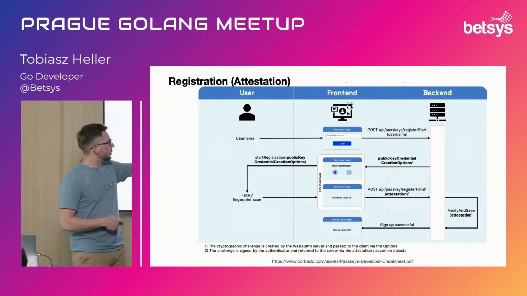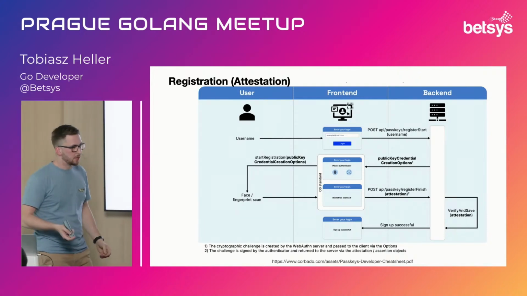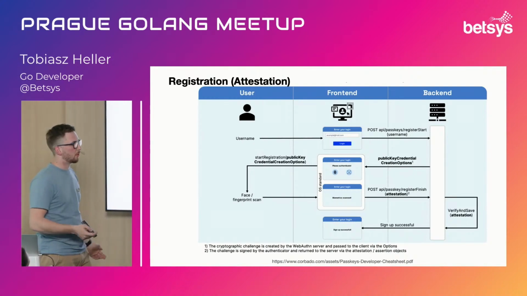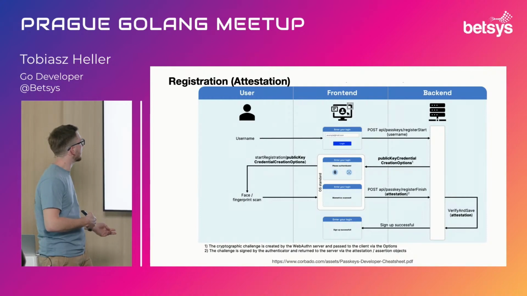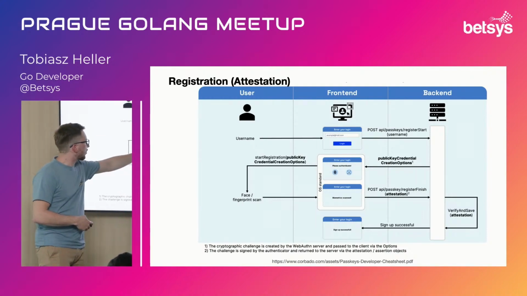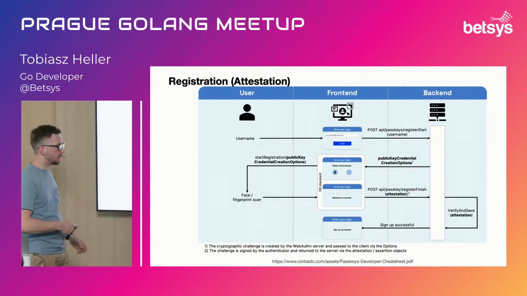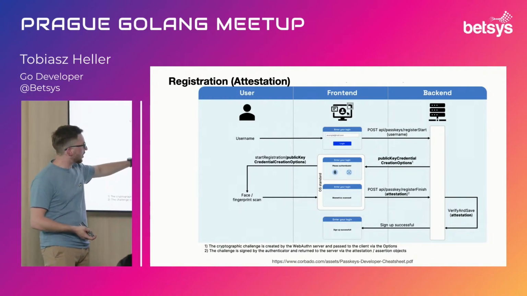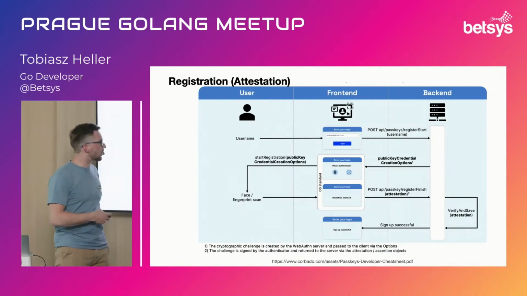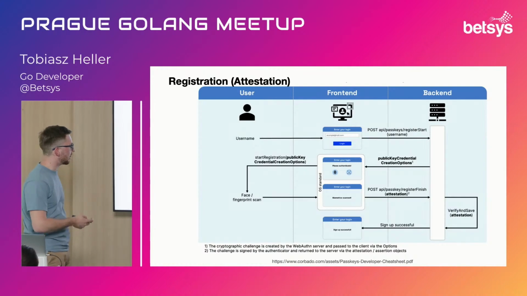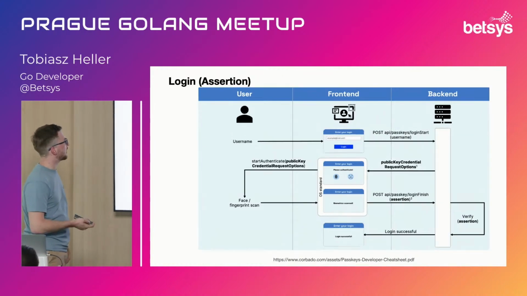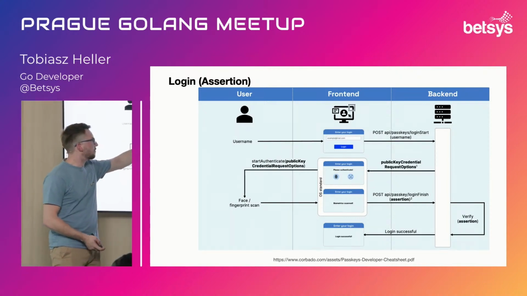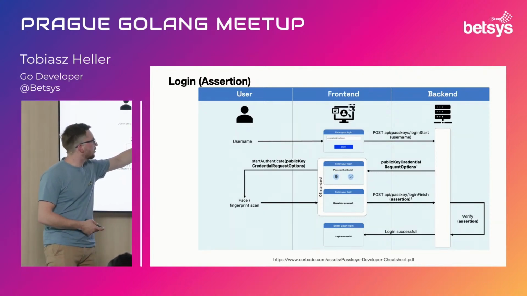On the registration start, the backend generates some options, so it will return things like the server ID, etc. Here it comes back to the front end. The front end via this API interacts with the operating system. We are creating this new key pair, and we are sending the public key back to the server. This is registration.